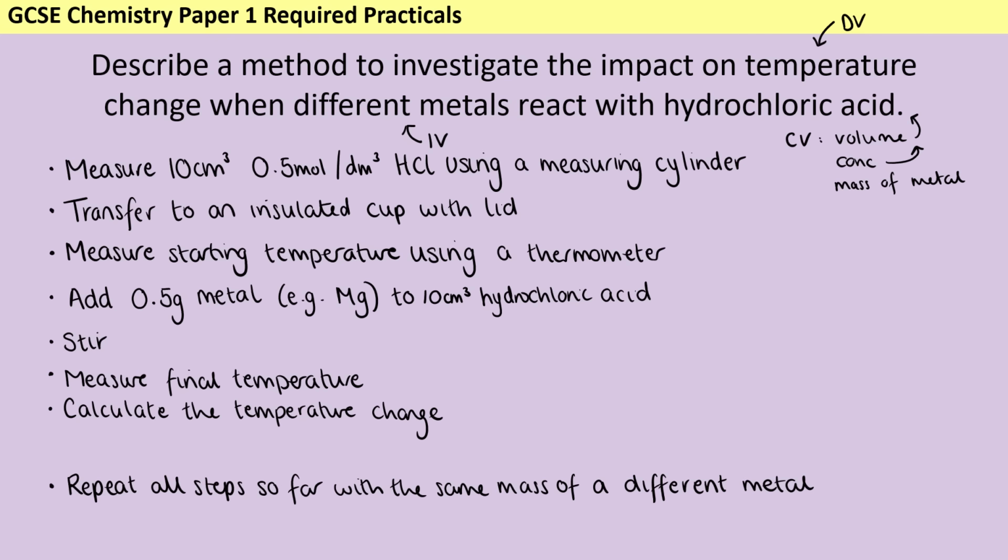We could also talk about stirring this, because this is going to make sure that we have a homogeneous reaction mixture, and it's going to make our data a bit more valid. And also we could talk about measuring this repeatedly for each metal, which would allow us to calculate a mean temperature change and thereby reduce the impact of any random error.